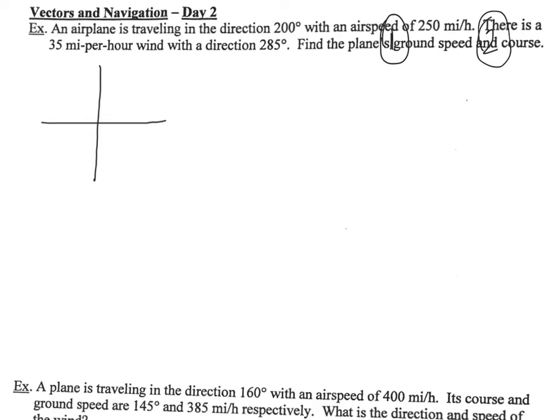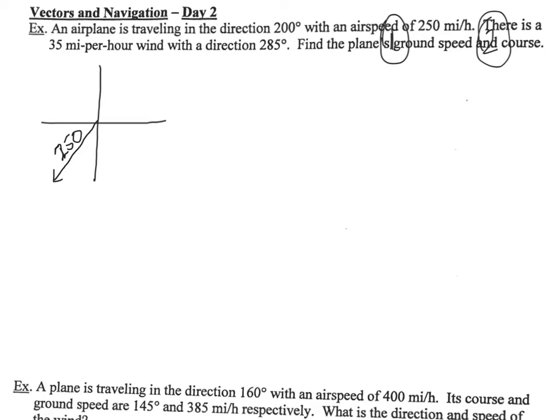So for question 1, to find the plane's ground speed, the first thing that we're going to do is draw a diagram to help us out. So if the airplane is traveling in the direction of 200 degrees with an airspeed of 250 miles per hour, I'm going to think about starting at north and rotating around 200 degrees clockwise. So this is 180, and I'd need to go a little bit more in order to do the full 200 degrees. So I'm going to draw my vector, and it's going to be 250 miles per hour long.